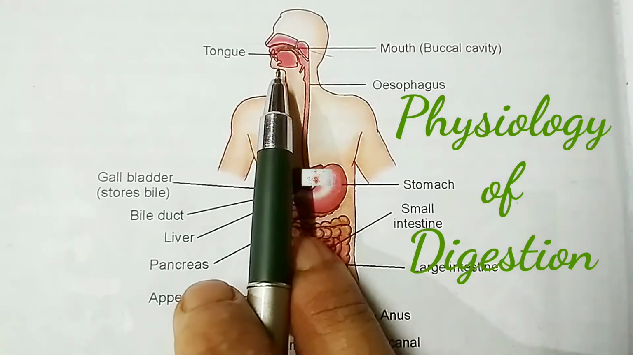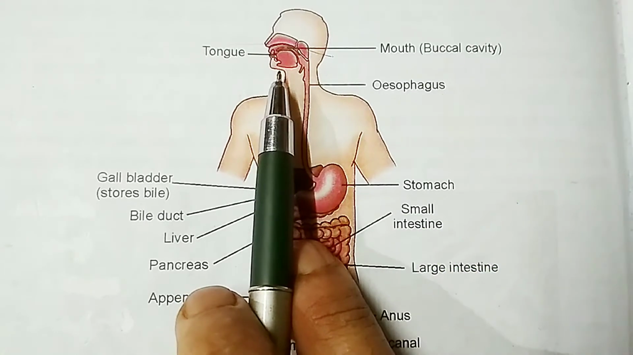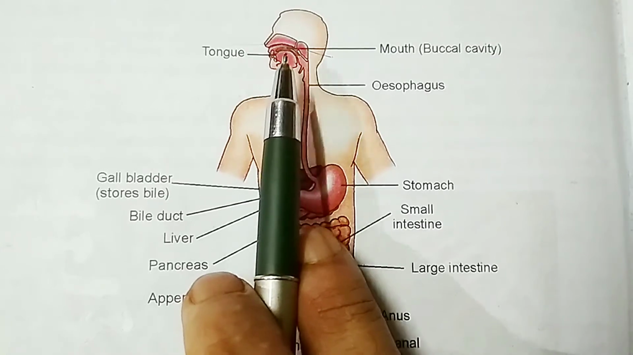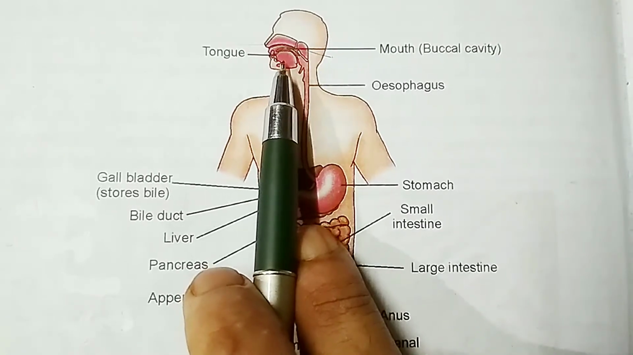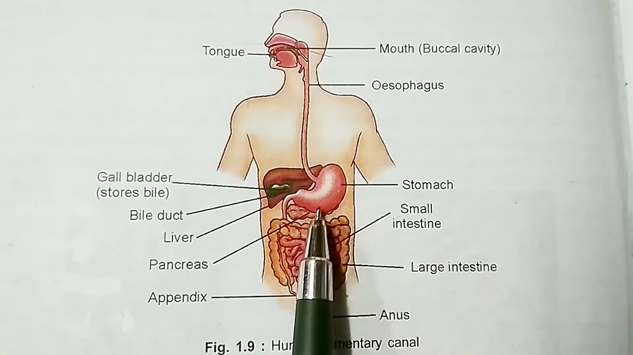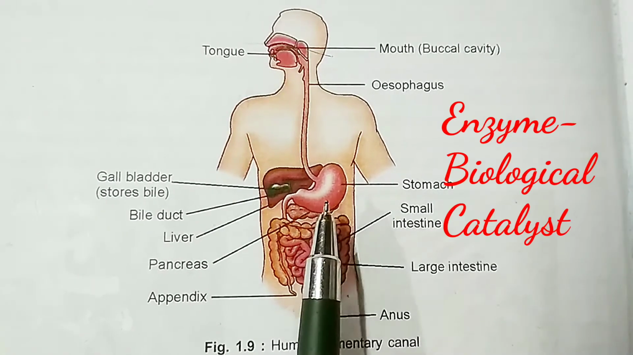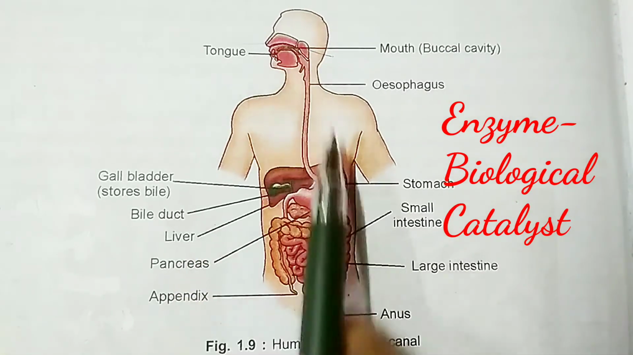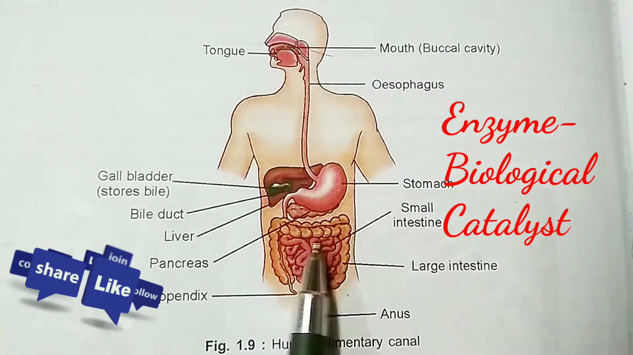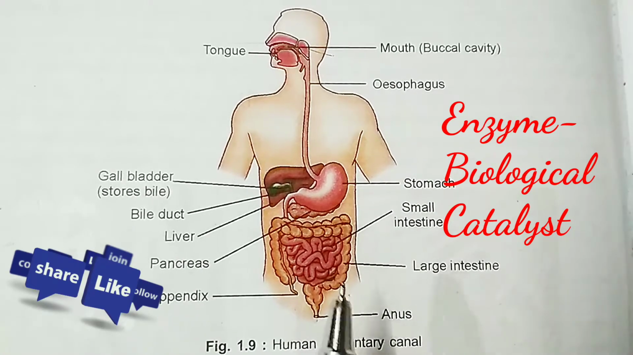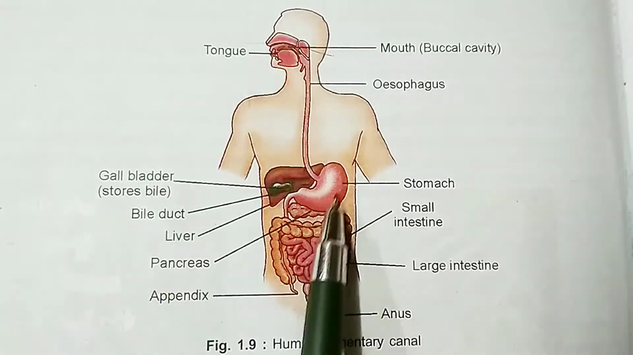Now, digestion is a series of changes by which complex food, because most of the food that we eat is complex, is converted into simple and absorbable forms by the action of enzymes. Digestion mainly takes place inside our buccal cavity, in the stomach and in the small intestine. So the 3 main parts where digestion takes place are the buccal cavity, the stomach and the intestine.